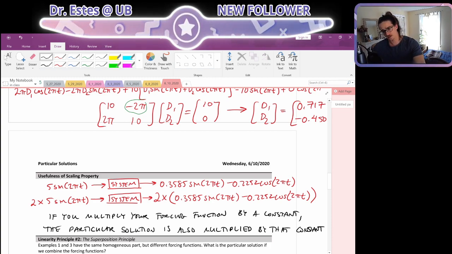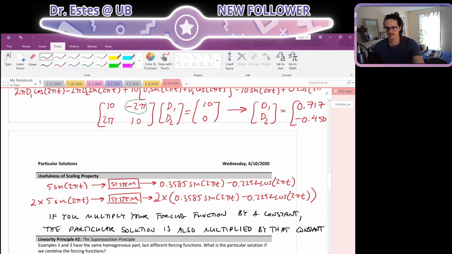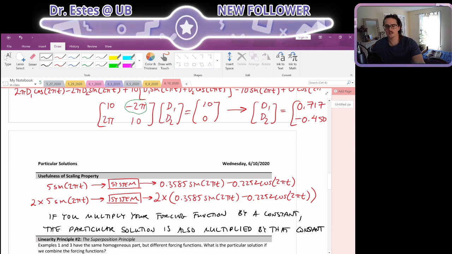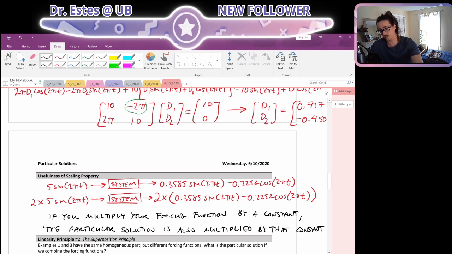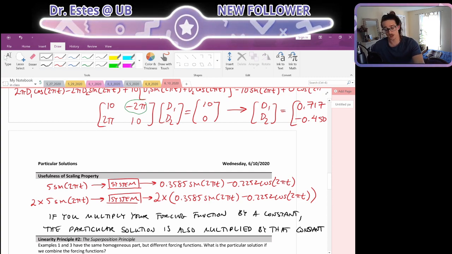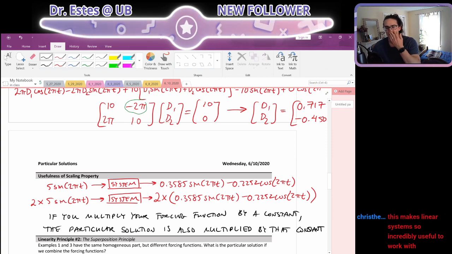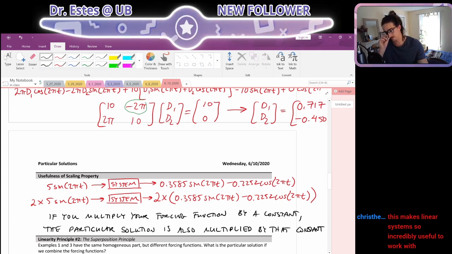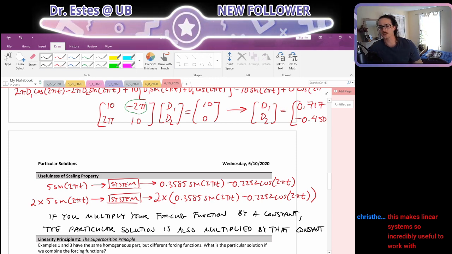I don't know if some of you think that's obvious, but I don't think it necessarily is. It's just convenient that it works out this way for linear systems. You double the input, you double the output. This makes linear systems so incredibly useful to work with. Yes, it makes them so much easier.